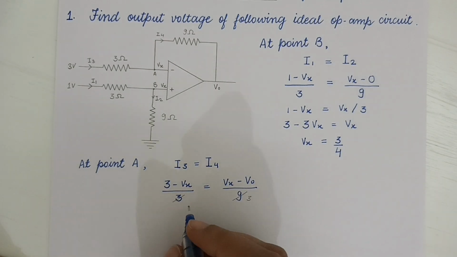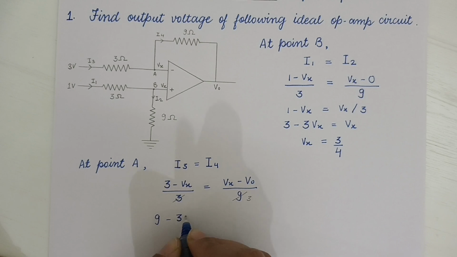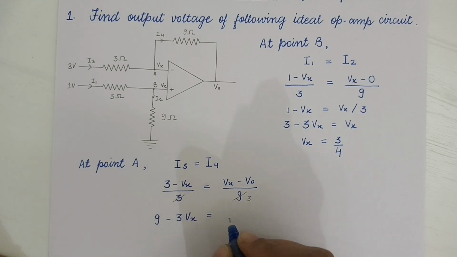So simplifying it, we can write 9 minus 3Vx is equal to Vx minus V0. And let's write it in terms of V0. Let's move V0 to the left hand side and the rest of the terms to the right hand side. That is 4Vx minus 9.